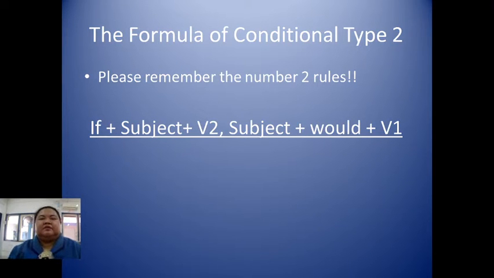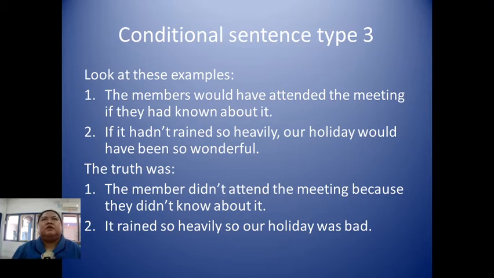All right, so this is only a kind of a brief glimpse of type 2. I hope you still remember this. And now we are going to move to type 3. All right, so in here we have another 2 examples of conditional sentence type 3. The first one: the members would have attended the meeting if they had known about it.